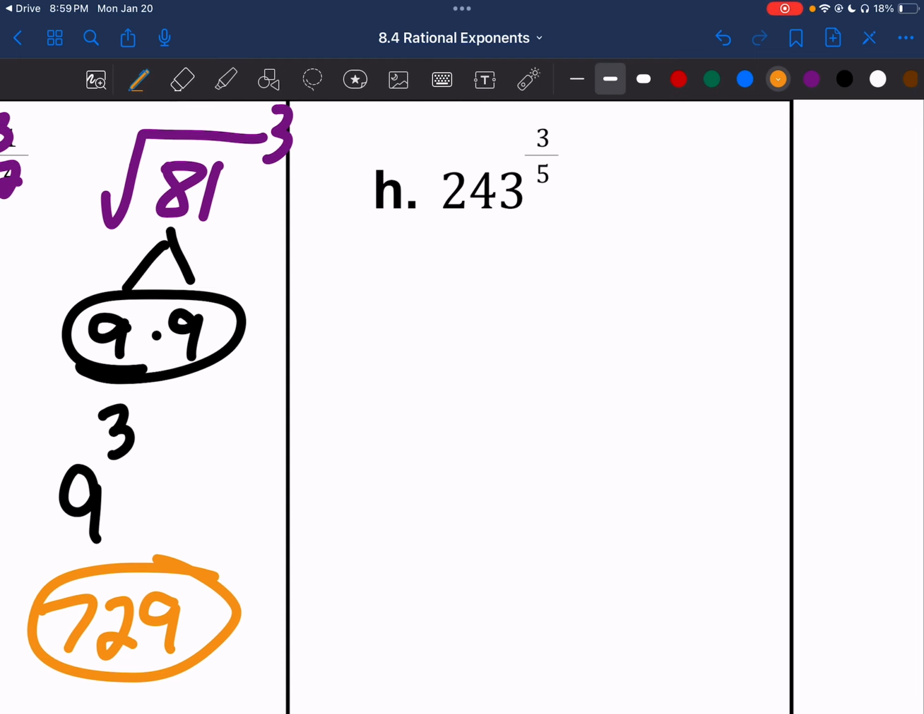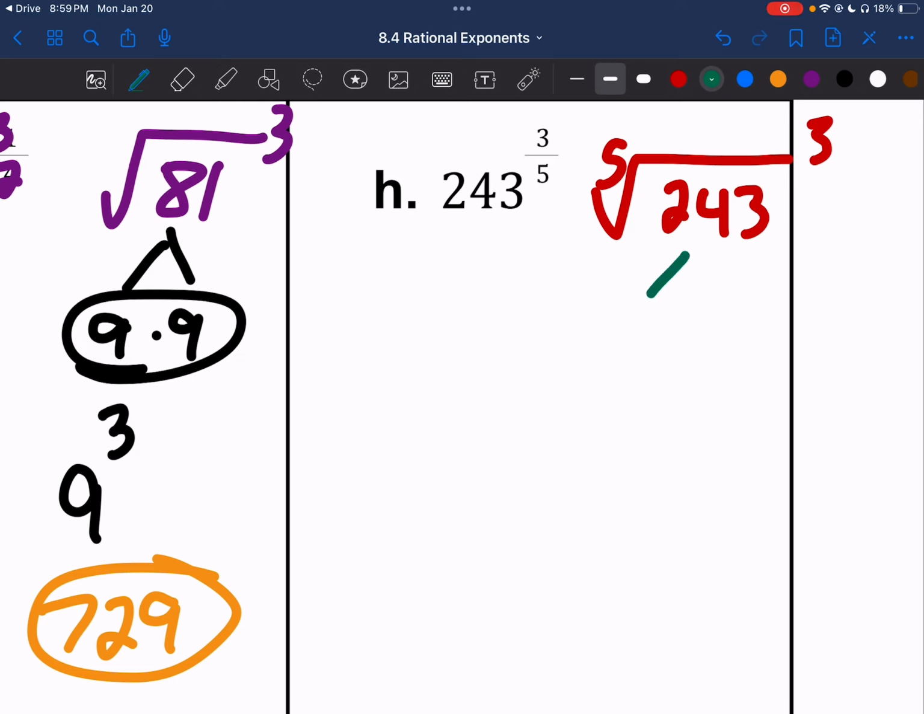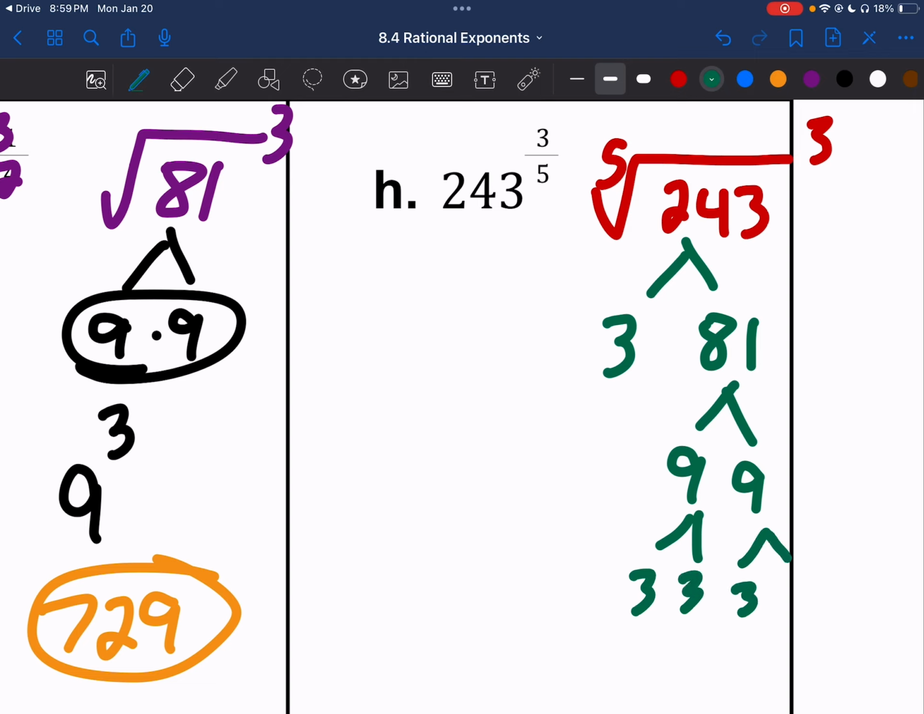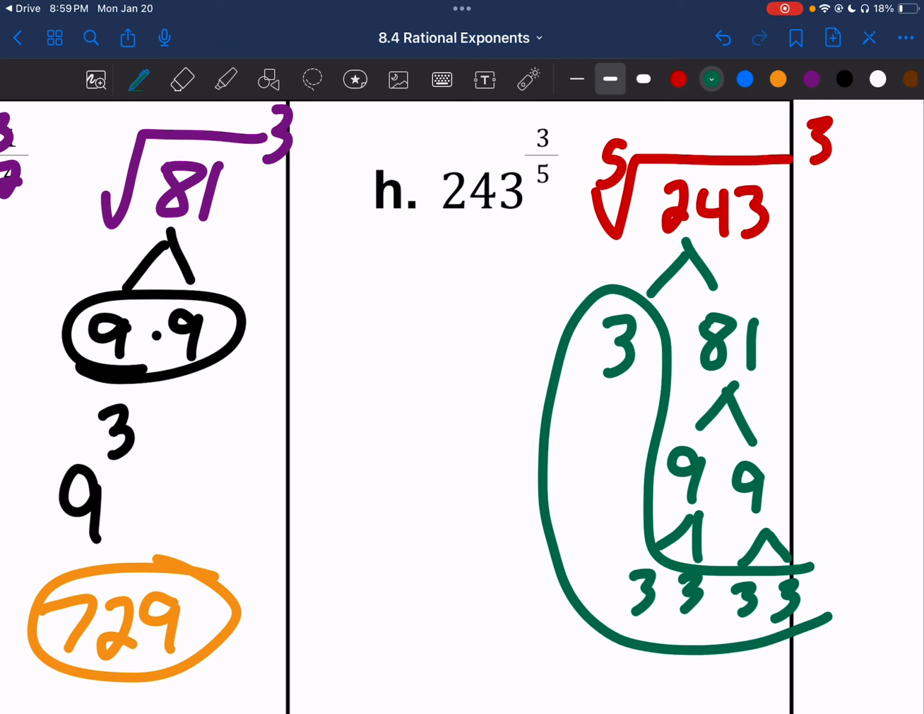And our last question, letter H, we have 243 to the 3/5 power. So you have the fifth root of 243, and that's being cubed. So 243, I can break that up into, let's see, it's going to be 3 times 81. 81 breaks up into 9 and 9. 3, 3, 3, 3. So we've got 5 threes that we're going to bring out, and that's still to the third power. So 3 times 3 times 3 is 27.